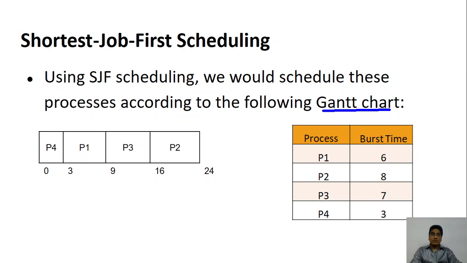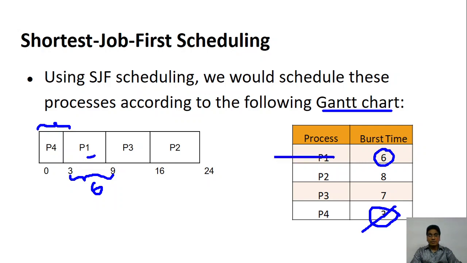If you start drawing a Gantt chart, how is it going to look? First we will take the process that has the shortest job to complete, and that is P4. From 0 to 3, which is the time required by P4, we assign process 4. After P4 is completed, we select the least among them, and that is P1, and it takes 6 milliseconds to complete. So from 3 to 9, we schedule P1.